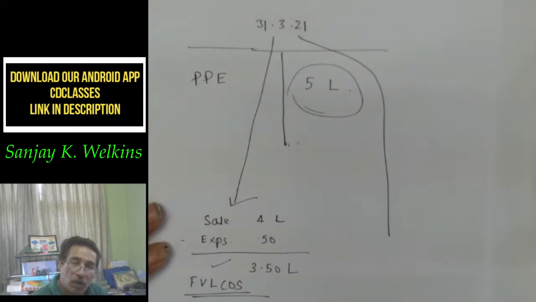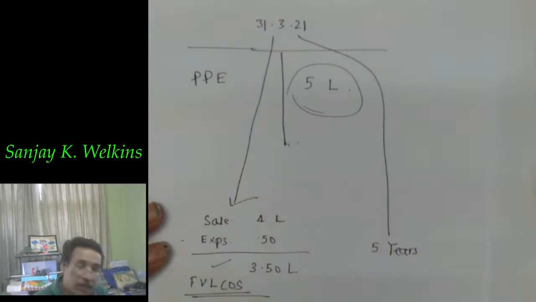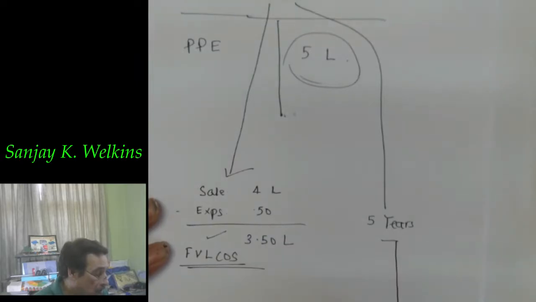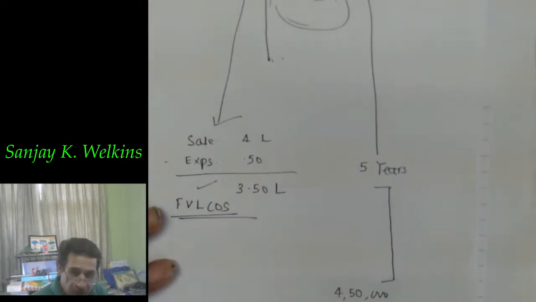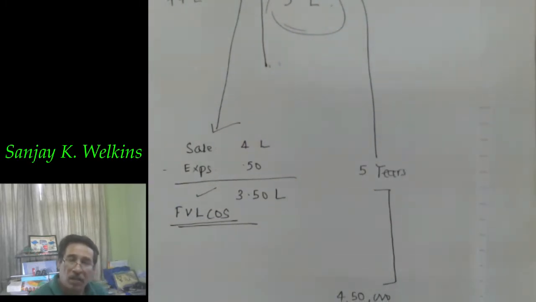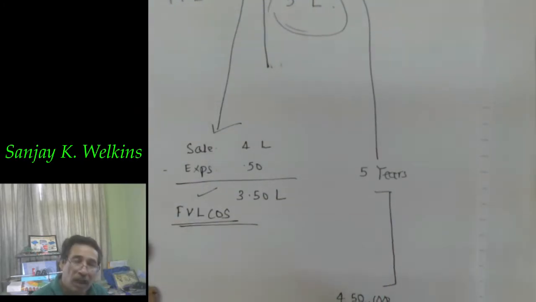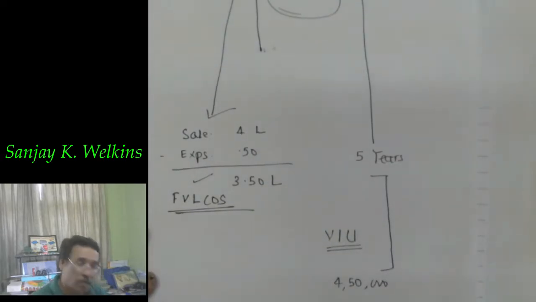At the same time, let us say I may be able to use this particular asset for the next 5 years. Let us say the remaining life of this asset is 5 years. And during these 5 years, this asset, let me assume, may give us a return of rupees 4,50,000. The balance sheet date is 31st March 21, and still some life is remaining. Let us say 5 years of life is still remaining, and during the remaining life, this asset may fetch us a return of 4,50,000. Now, this value of 4,50,000 is known as value in use.